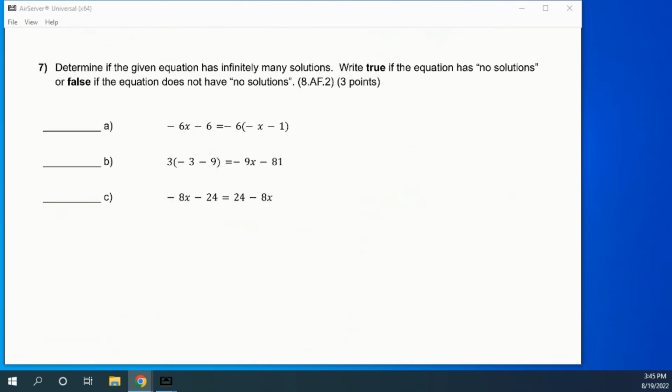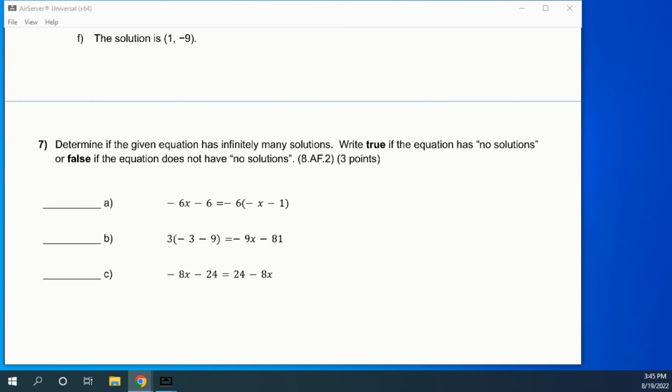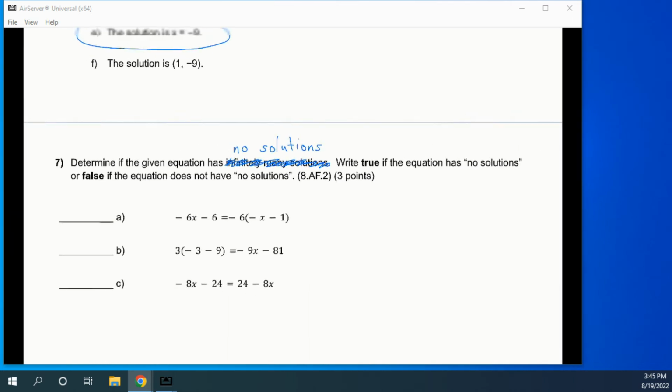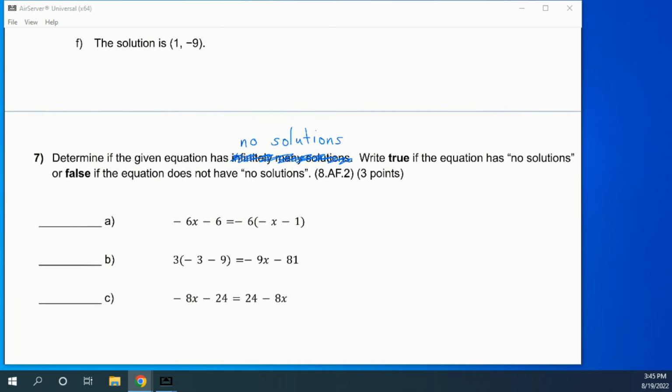Backside. Oops, too far. This was one where I had a bunch of typos because I did not do this carefully. So I'm going to edit a few things here. So determine if the given equation has... I told everybody in class to scribble this out, and scribble that out, and you should have it reading no solutions. Okay, no solutions. That's what we want. That makes the rest of the problem make a little bit more sense here.